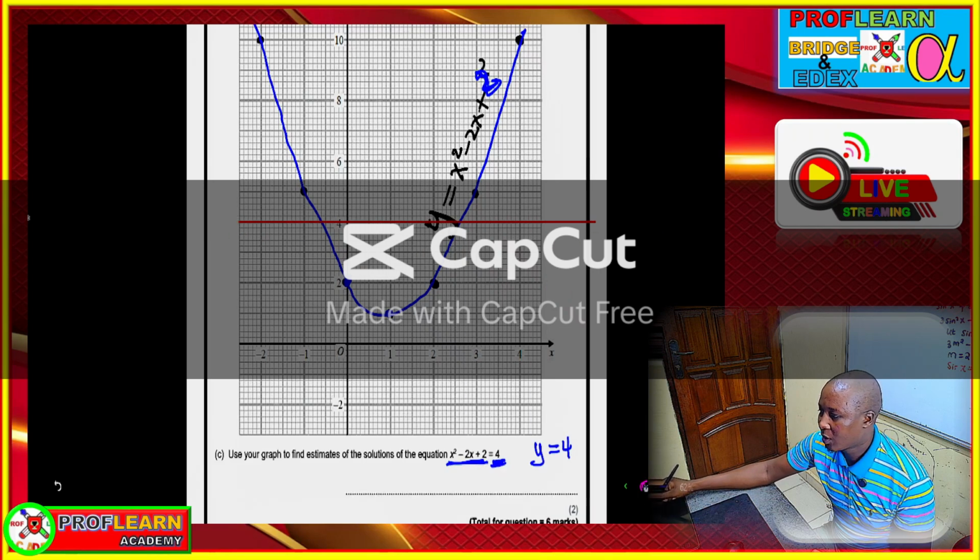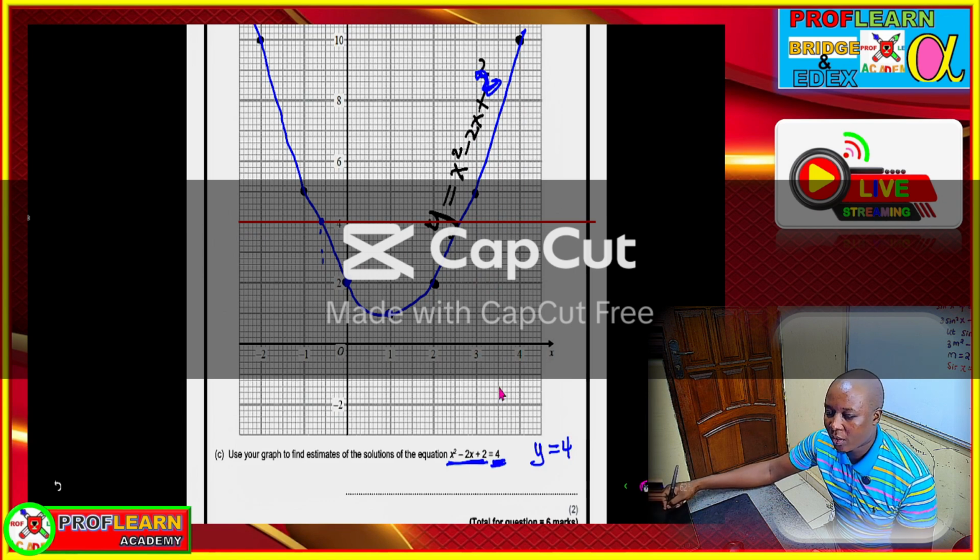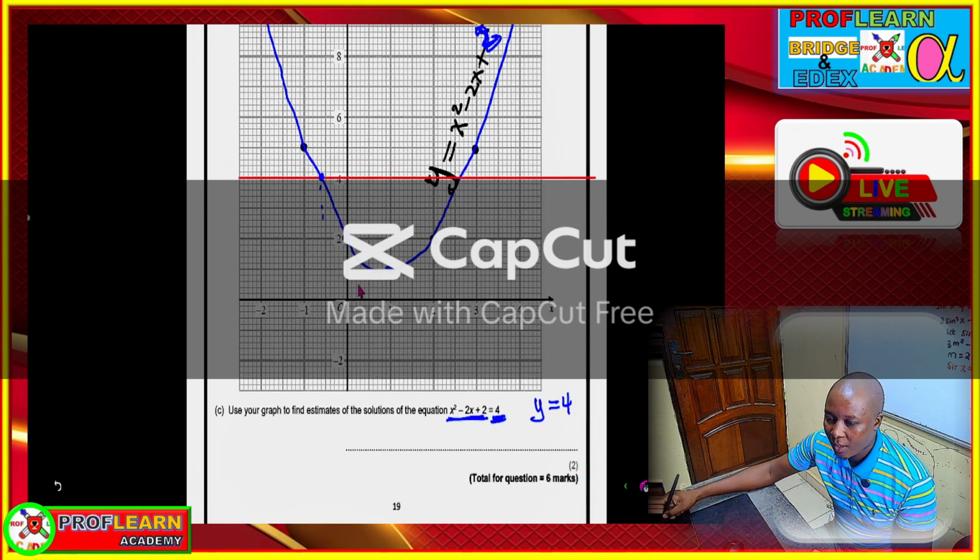Yeah, then once you have drawn that, you can read the value. Check where the curve, the graph, and the straight line that you have drawn, where y is equal to 4, meets the curve, so that you can read the value that we have at this point.